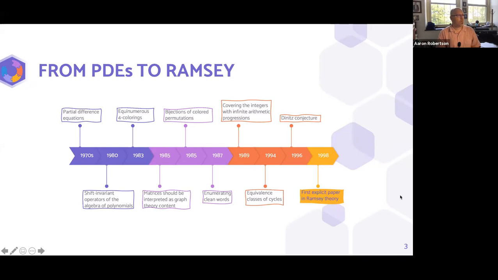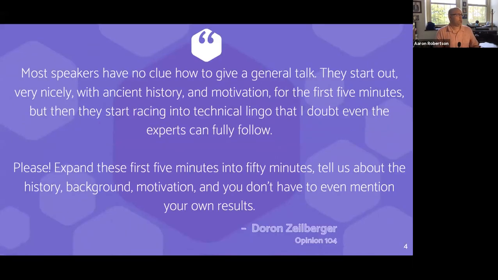So on the left, in the 70s, he started with partial difference equations. And in 1998, that's his first explicit paper in Ramsey theory. And I always wondered how this paper came to be, because he doesn't do Ramsey theory. And so I wondered. And so here is one of his opinions.